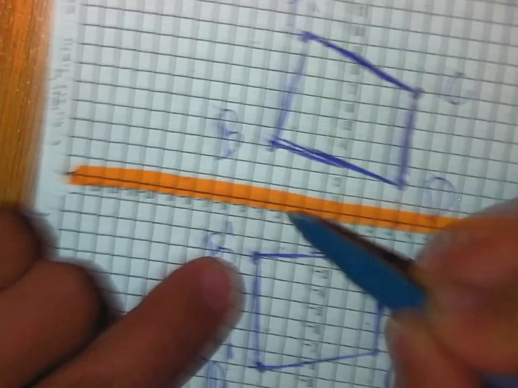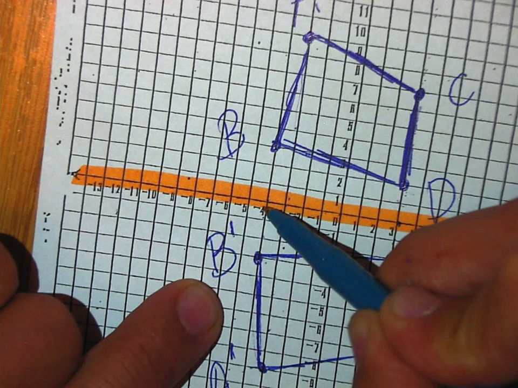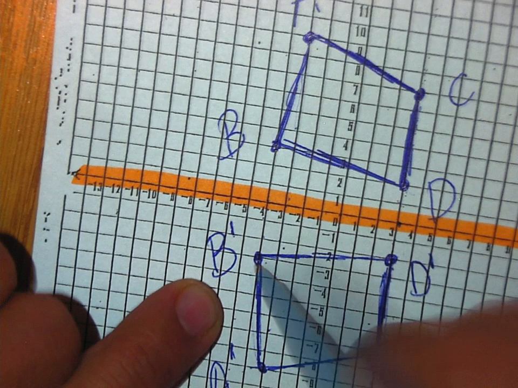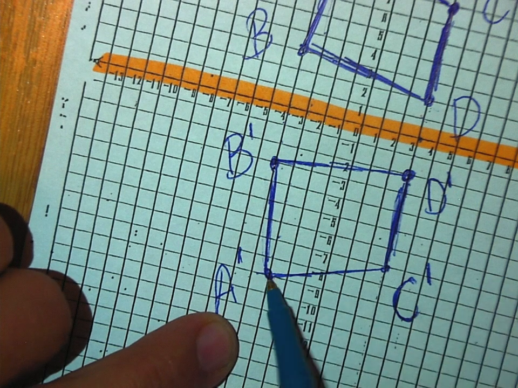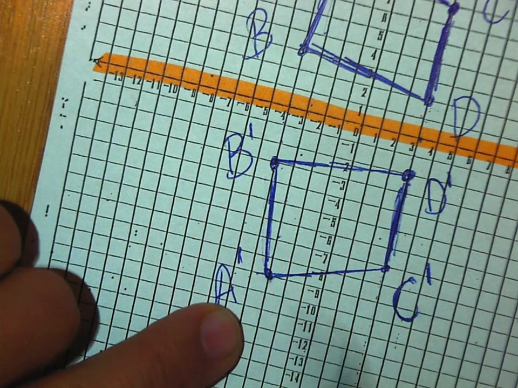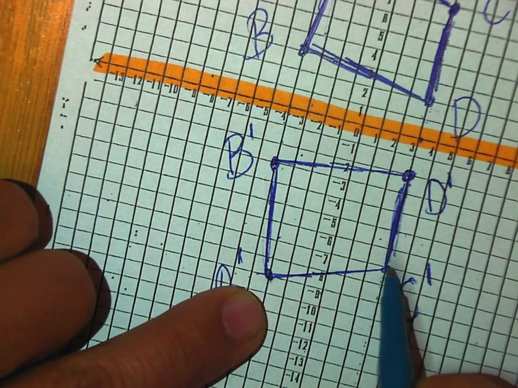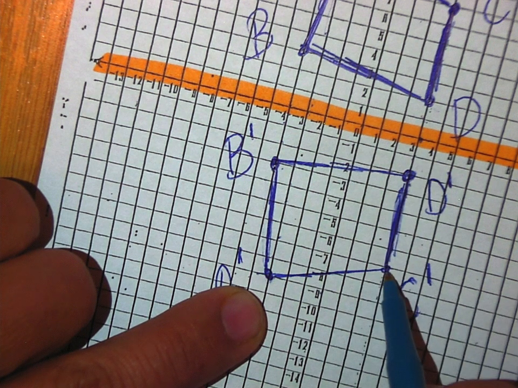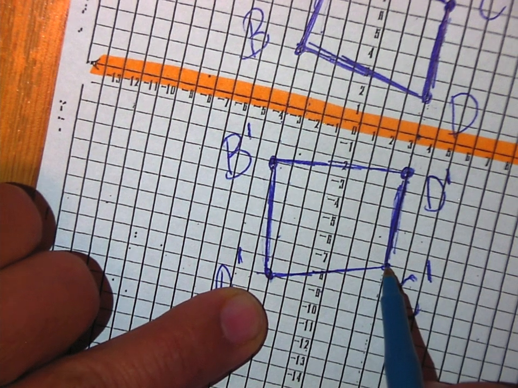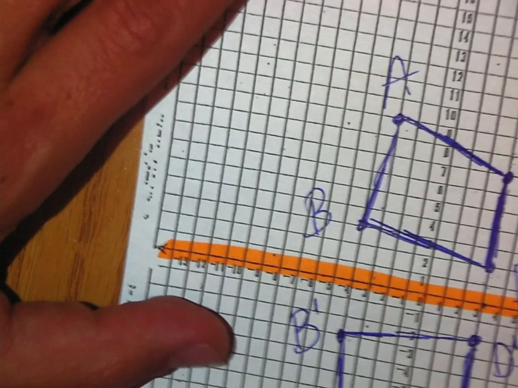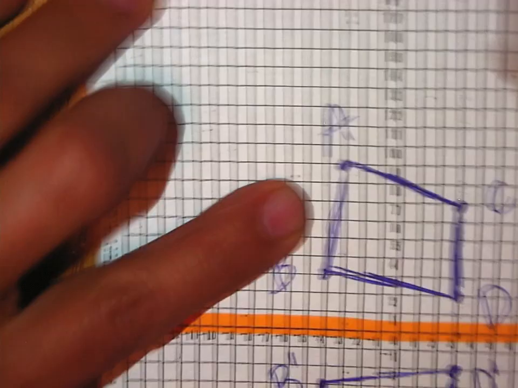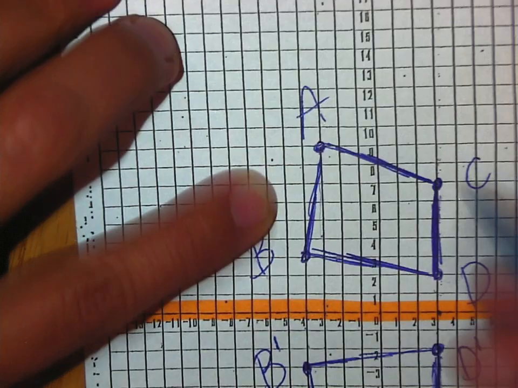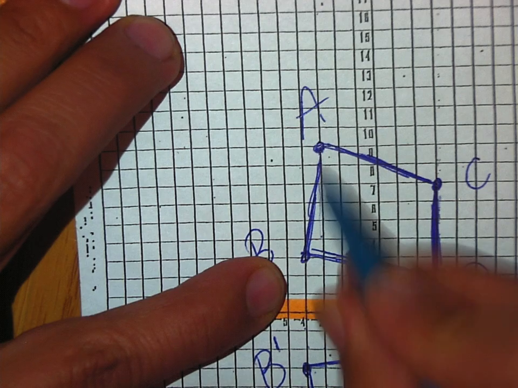Here we go. So something happens with this reflection. Your A is negative 3, 9. So let's put negative 3, comma, 9. Your B is negative 4, comma, 3. Your C, you can't see them, so I'll do it right now: 3, comma, 7. And your D is 3, comma, 2.